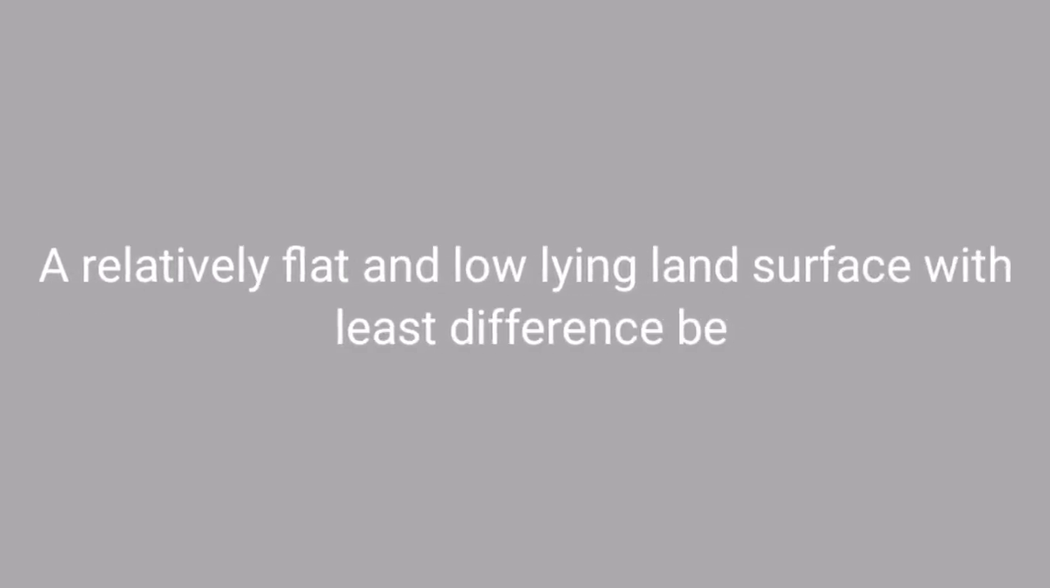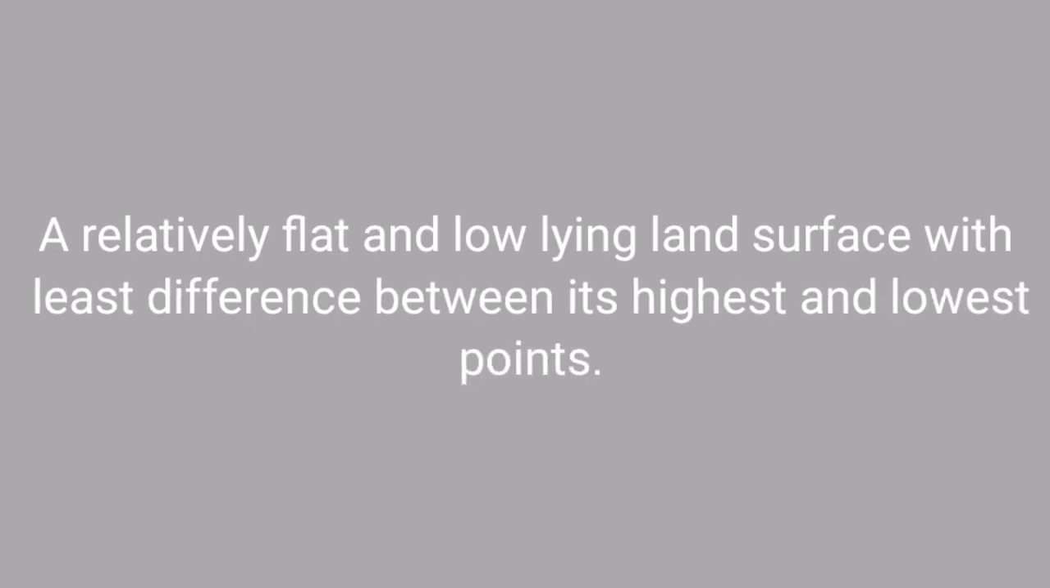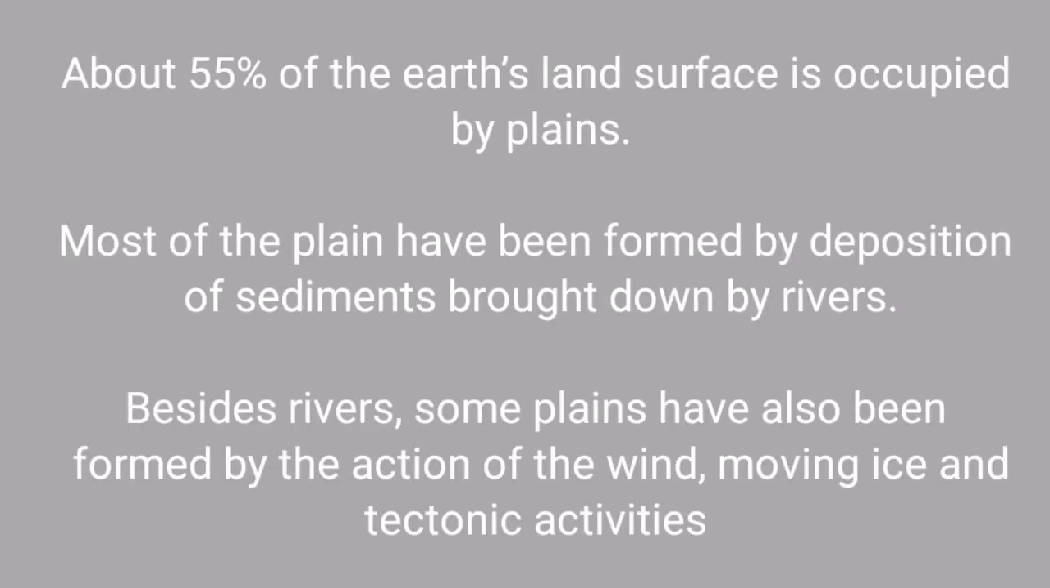Now plains are generally defined as a relatively flat and low-lying land surface with the least difference between its highest and the lowest points. Few characteristics of the plains are as follows. It covers around 55% of the Earth's land surface. Most of the plains have been formed by the deposition of sediments which are brought down by the rivers. Besides rivers, some other exogenic forces like wind, moving ice and tectonic activities also led to the formation of the plains. Now we will move on to the classification of the plains.